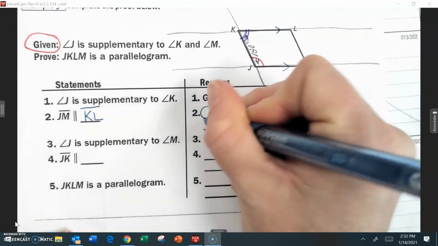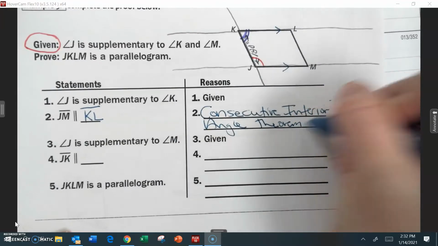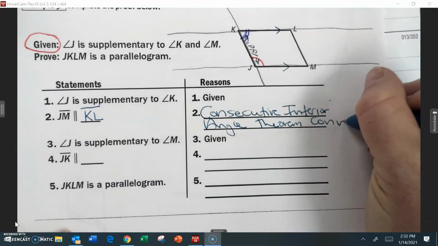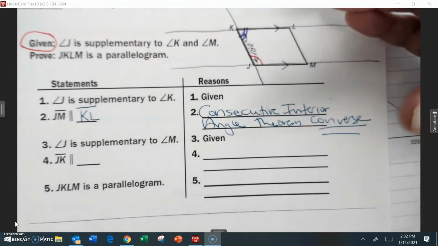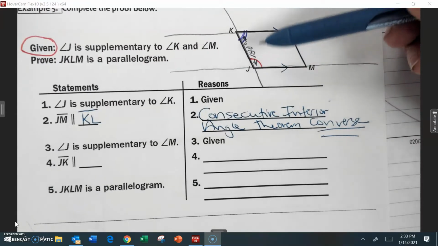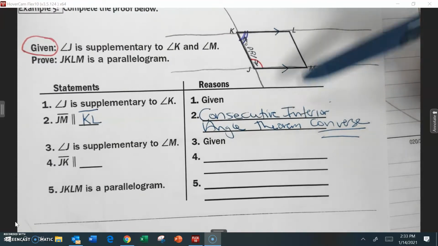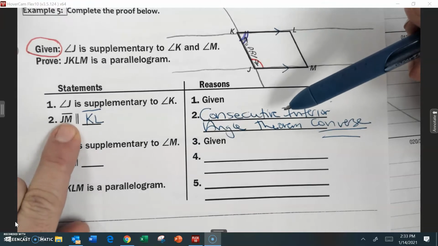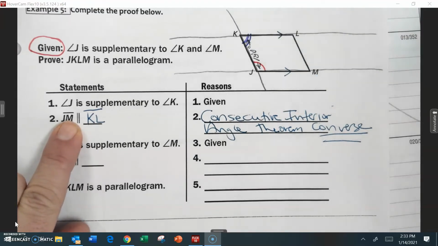consecutive interior angle theorem converse. Now, if you remember, if you start with parallel lines and you want to say that consecutive angles are 180, then you would have the consecutive interior angle theorem. But since we're proving parallel lines, and we started with supplementary, it's the converse.